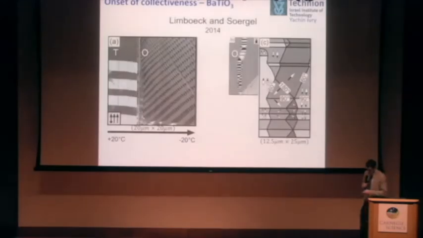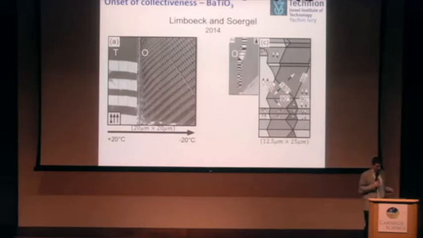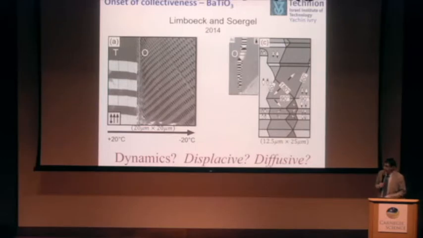So I'm not the first to look at that in this respect. Elisabeth Zoregel from Germany cooled down barium titanate from 20 Celsius to minus 20 Celsius, and you see that here it's purely tetragonal, and here it's purely orthorhombic, and she analyzed very nicely the orthorhombic domains. And she saw that you can have this transition, and she can observe that. But I'm interested to see the transition itself, and therefore we have to see the dynamics.